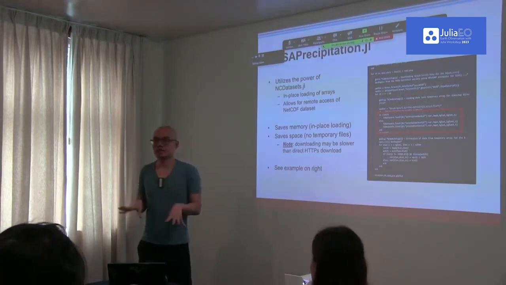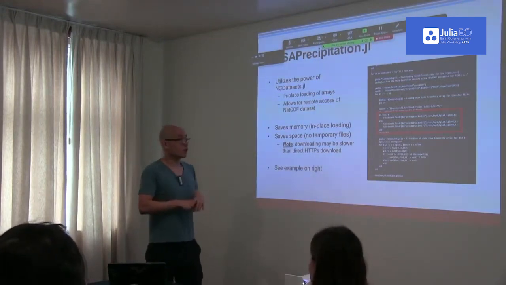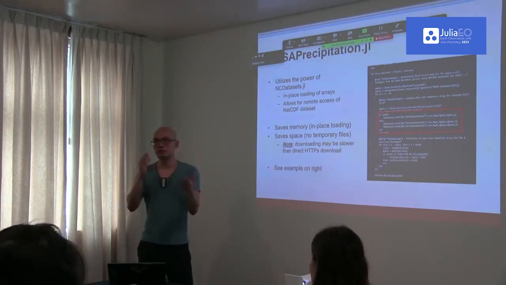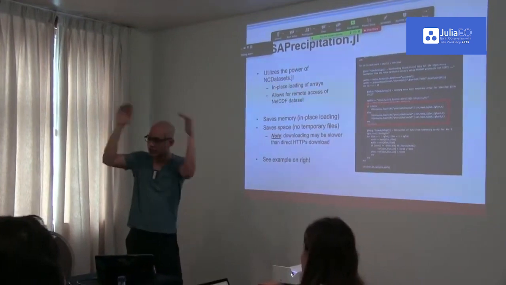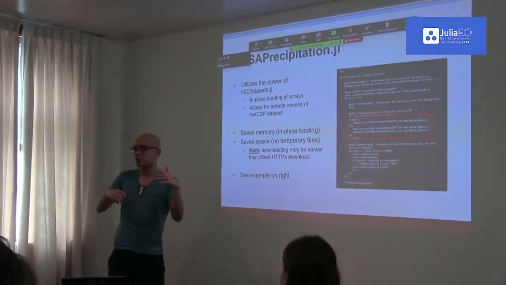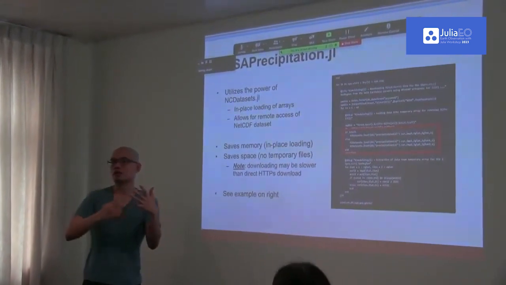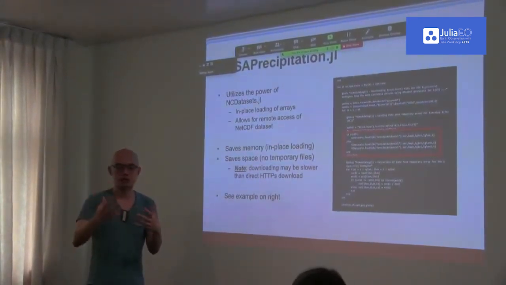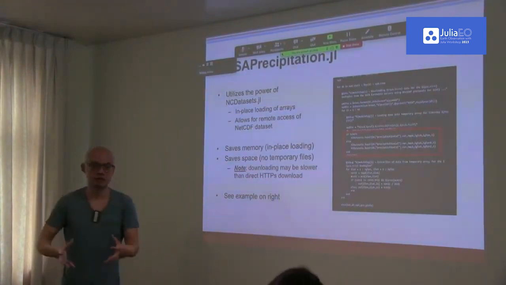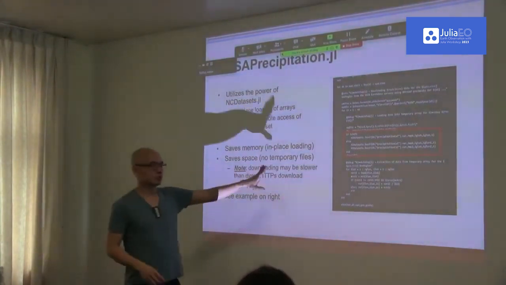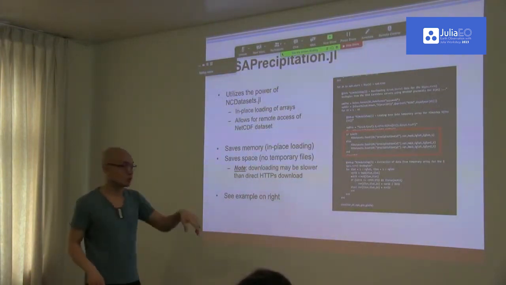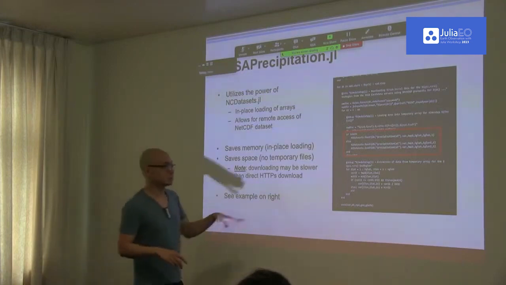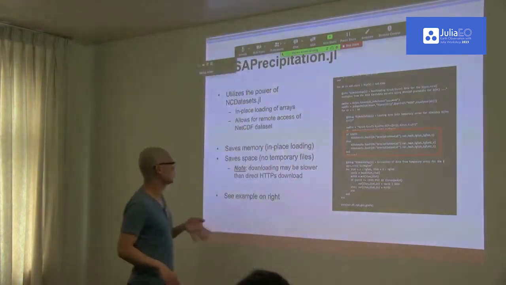So basically, I was also going to say that NASA precipitation uses NC datasets. There's a lot of nifty tricks in NC datasets. For example, best practice during coding is to not keep defining new arrays inside for loops, right? If you want to modify an array, you don't want to keep redefining the array and reallocating it because that will take up a lot of memory. You can use NC datasets to load stuff in place. I will be putting up these slides so you can have a look at the code later.